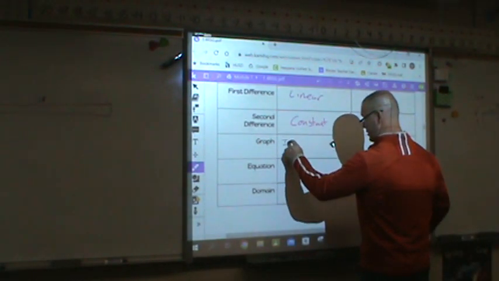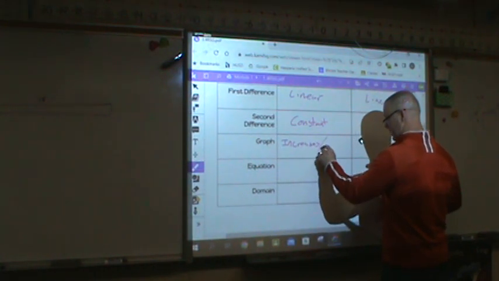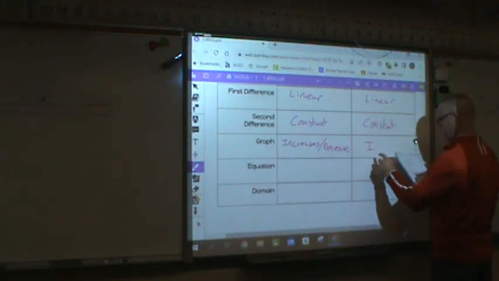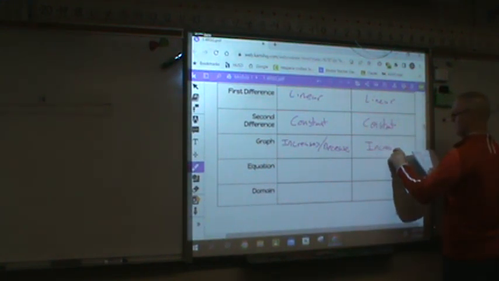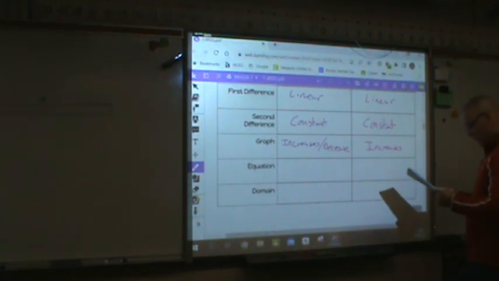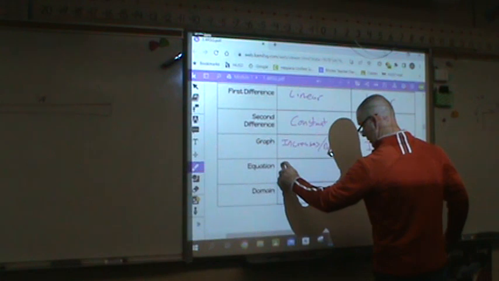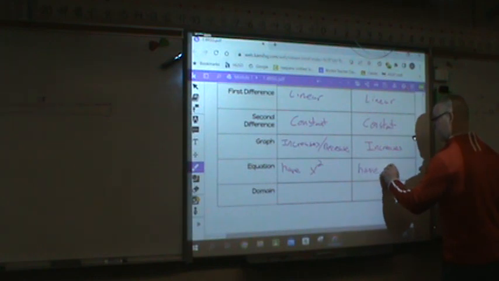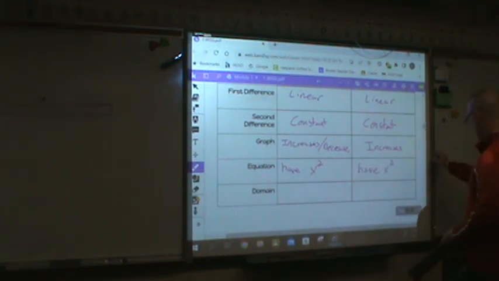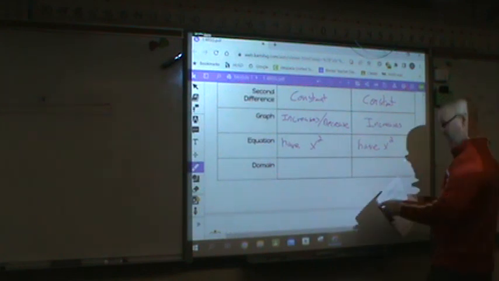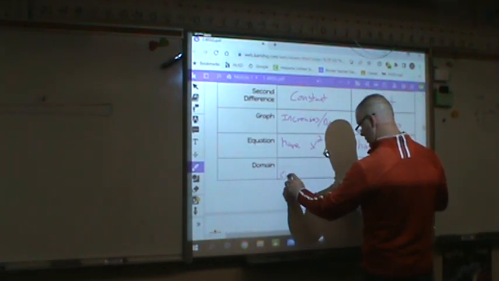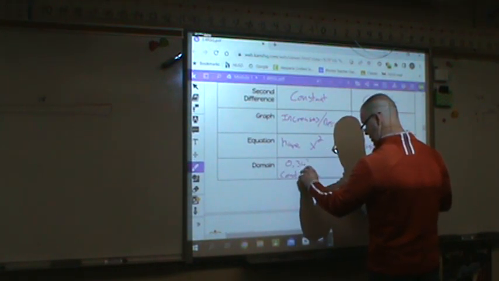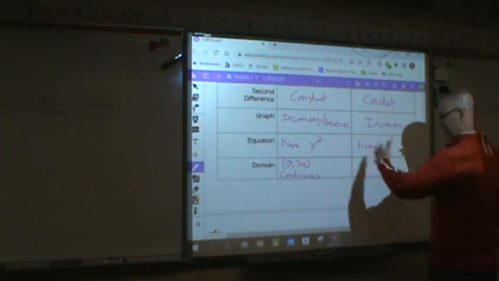The graph increases, then decreases. This graph just increases for the eye rule. Okay. The equation. Both of them are going to have an x squared. That's how we know they're both quadratic. And then the last thing it talks about is the domain. Okay? The domain, it's continuous, but the domain is 0 to 36. Okay? It's restricted. Remember, domain is my x values.